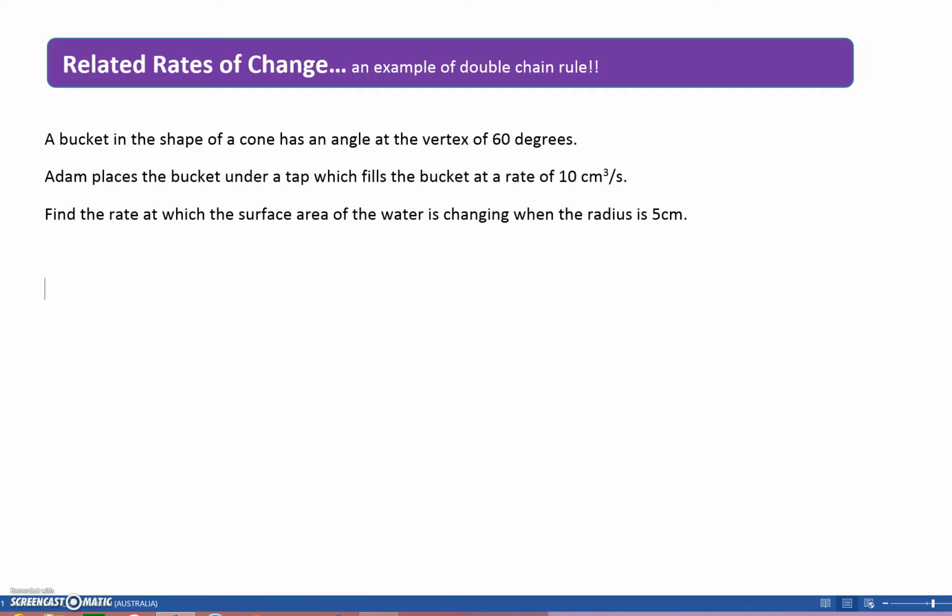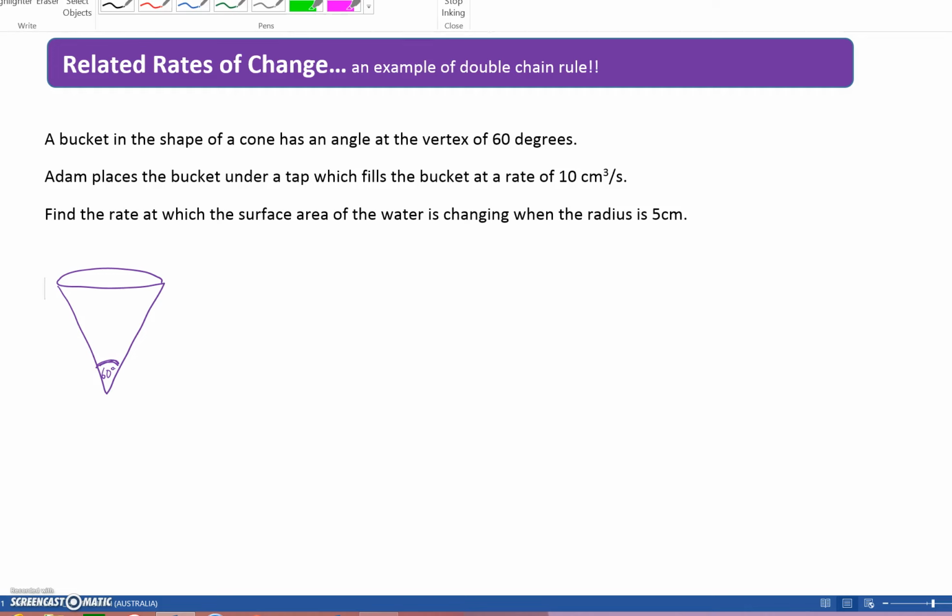So here we have a bucket in the shape of a cone. And this time, rather than being told the height and radius of this shape, we've actually just been told the angle at the vertex. So it's slightly different to what we've been doing in class. But anyway, it's a cone. And what we know is that this angle down here is 60 degrees. And Adam's going to place this cone under a bucket and it's going to fill up with water.